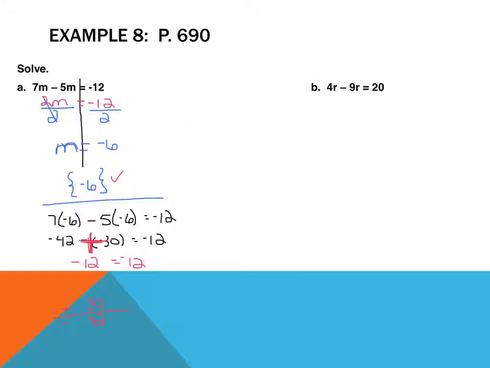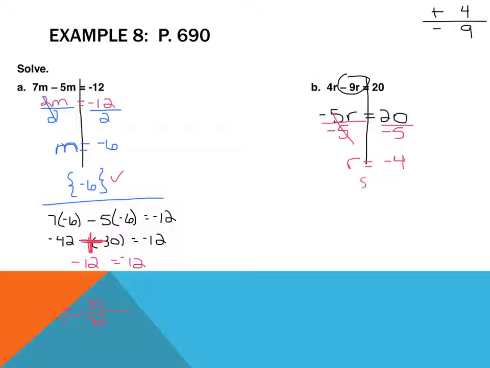Okay, and our last example for this section. 4r minus 9r equals 20. So again, we can combine like terms. So 4r minus 9r. 4 is positive. Subtracting 9 is the same thing as minus 9. So again, I have 4 pairs to cancel. That leaves me with negative 5r equals 20. So negative 5 times r, the opposite would be to divide by negative 5. So I get r equals negative 4.